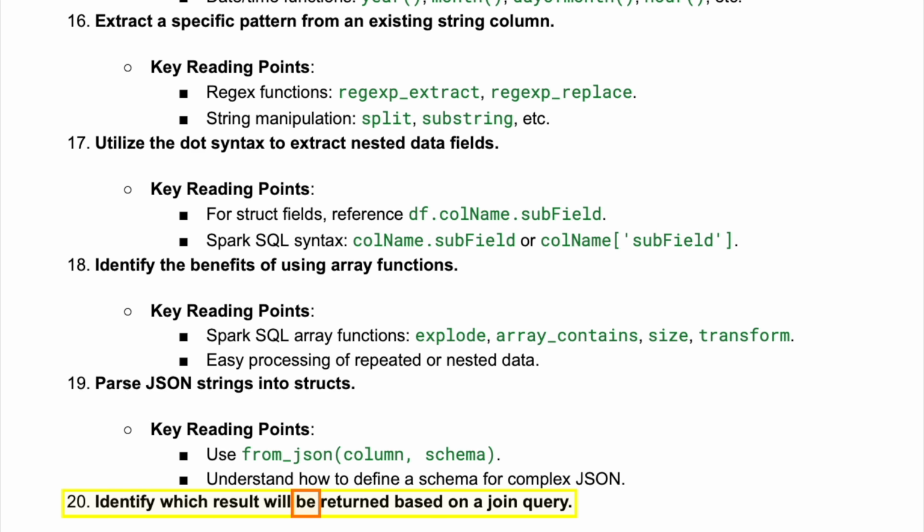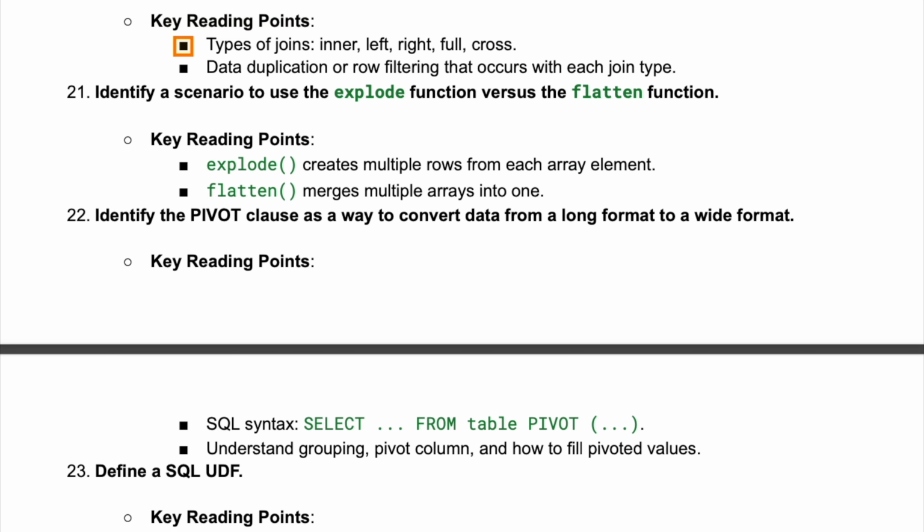Identify which result will be returned based on a join query. Key reading points: types of joins: inner, left, right, full, cross. Data duplication or row filtering that occurs with each join type.